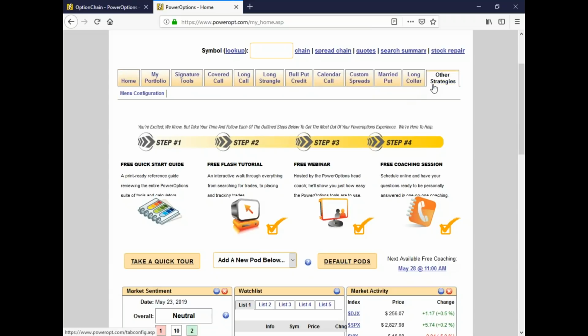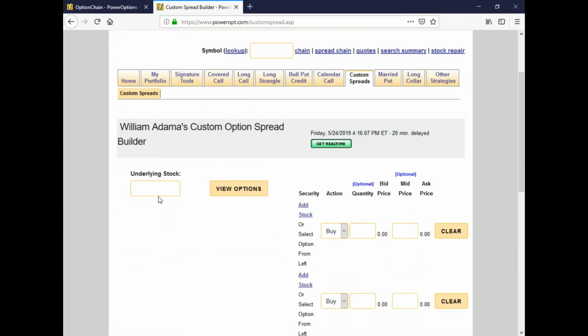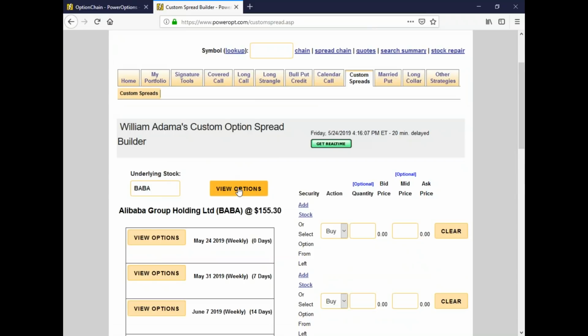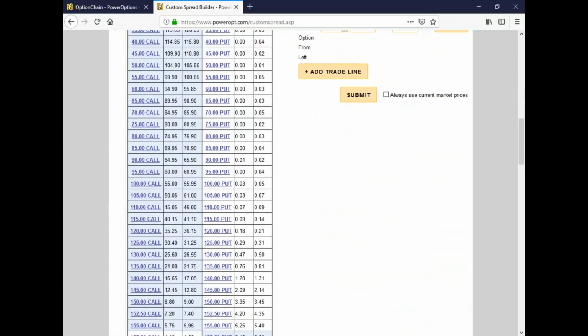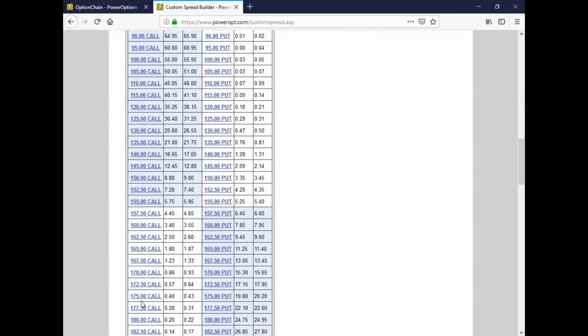Okay, so first let's take a look at what we've got. I'm just going to go to the custom spread tool, and I am going to put in BABA. Let's take a look at our options. You said June 21st. Okay, so let's scroll down. Here's our June 21st selection. And we've got the 175.